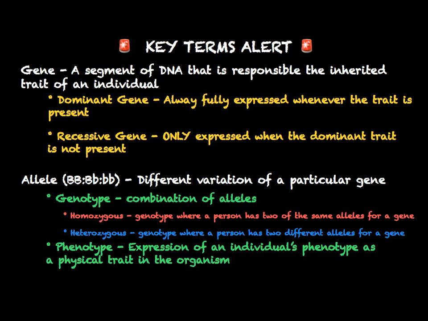And then you have an allele. This is a different variation of a particular gene. This is where you have homozygous dominant, heterozygous, and homozygous recessive. And then you have genotypes. This is a combination of alleles. And so two different genotypes you have are homozygous and heterozygous, like I just said for an allele. And then a phenotype is the expression of an individual's genotype as a physical trait in the organism. So phenotype, remember, pheno, physical, genotype, gene. And so you'll need these for the rest of the video.